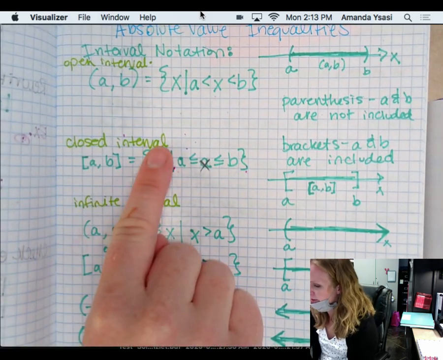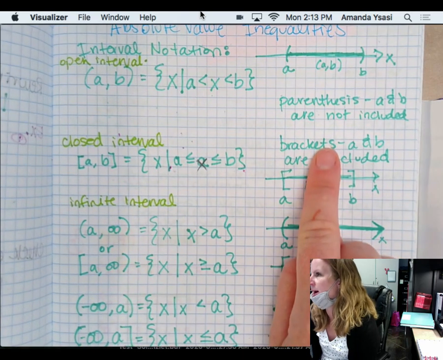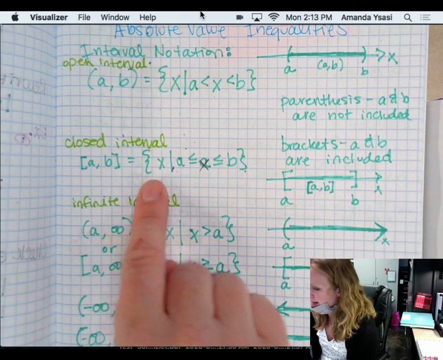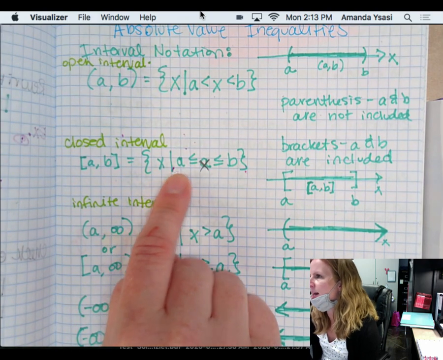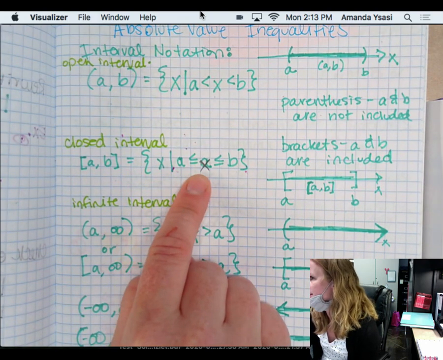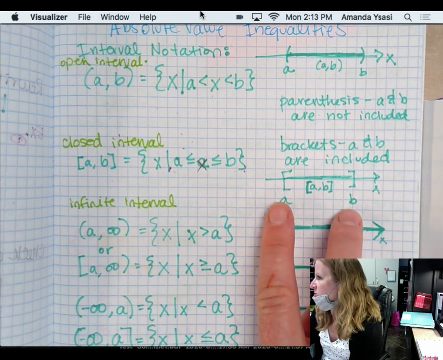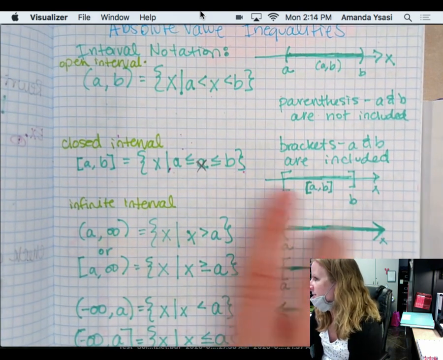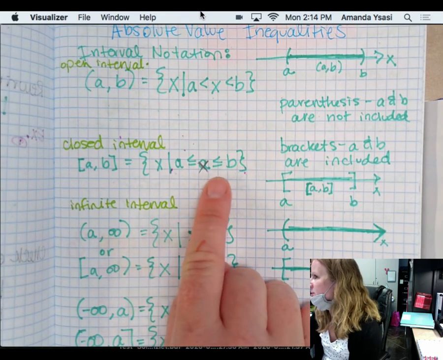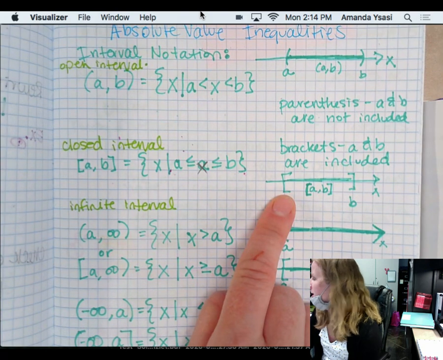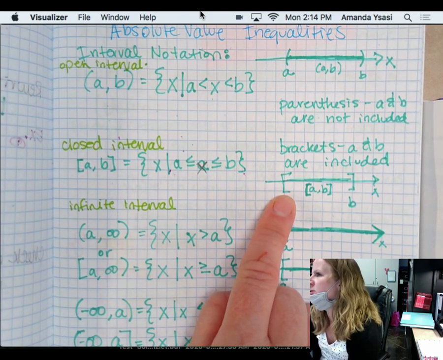The closed interval means we are going to use brackets. That means that A and B are included. So we have the set X such that A is less than or equal to X is less than or equal to B. So it goes from A to B. Since we're using the less than or equal symbol, we would include it. So we can do brackets, or we can do circles.